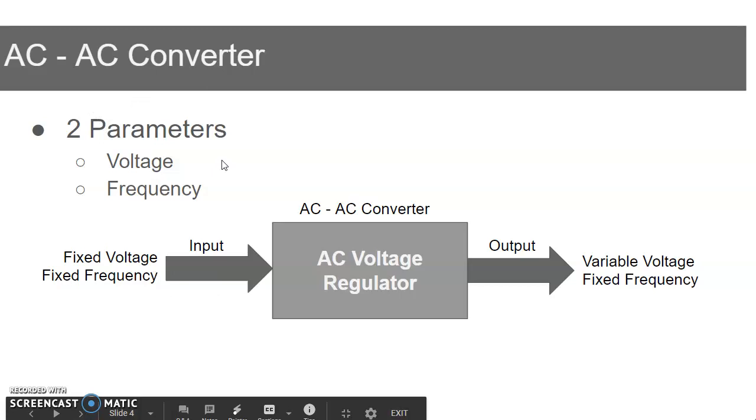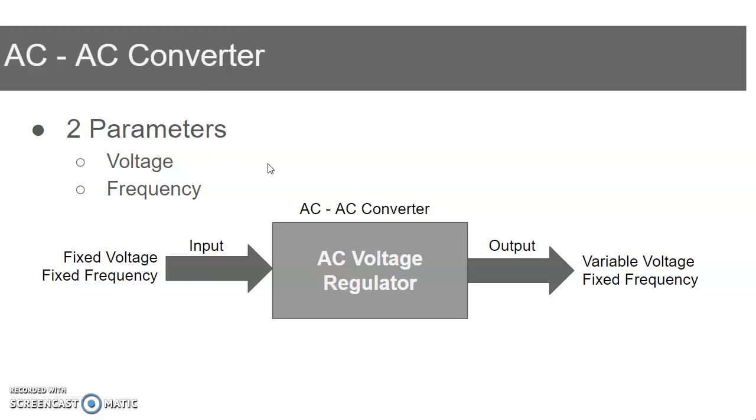Now, in AC to AC converters, we can vary two parameters: one is voltage, another one is frequency. If my input side is fixed voltage and fixed frequency, and my output side is variable voltage and fixed frequency, that converter is known as an AC voltage regulator.